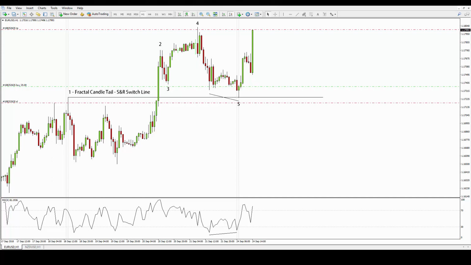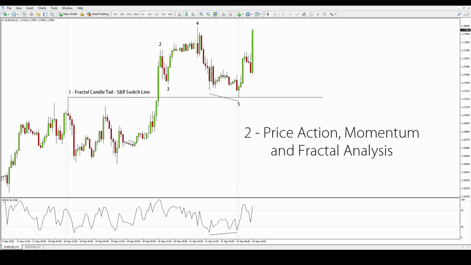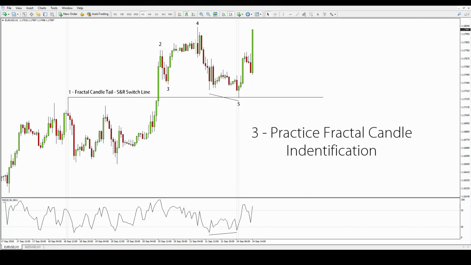Let me briefly list a few things you will need to grasp before you can trade like this. You will need a firm understanding of the 6 dimensions of a professional trading strategy. You will need a solid understanding of how price action, momentum and fractal analysis go together, which is a little more difficult than it sounds. You will also need to train your eyes to identify fractal candles easily and to detect what they mean in the overall context. You will need to understand why we use certain risk-reward ratios and how risk management serves as a filter for technical analysis.